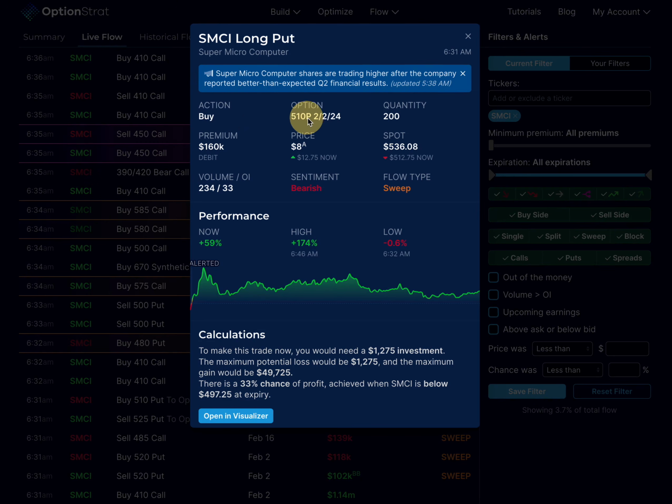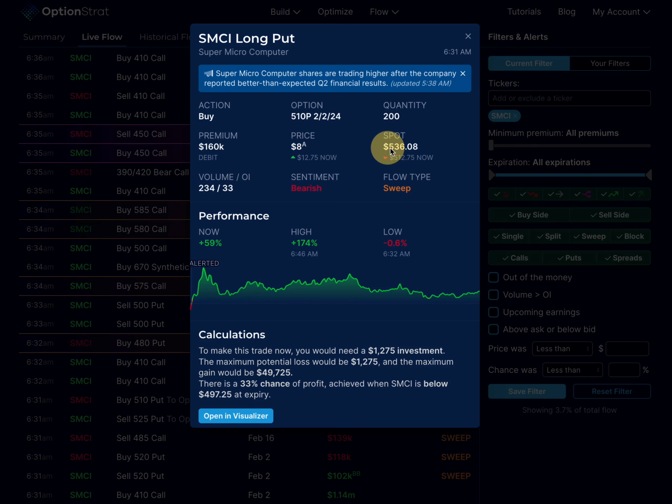This was a buy of the 510 puts. They bought 200 of them. They spent $160,000 to do that. They bought them at $8, and they're worth $12.75 now. So they're up nicely in this trade.